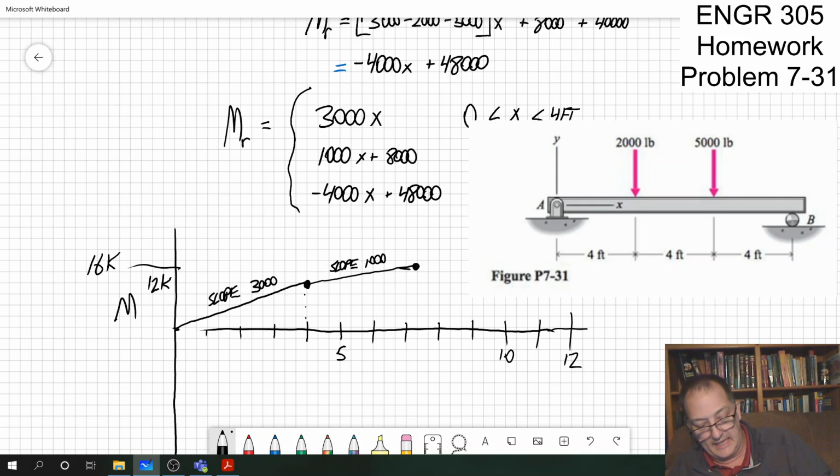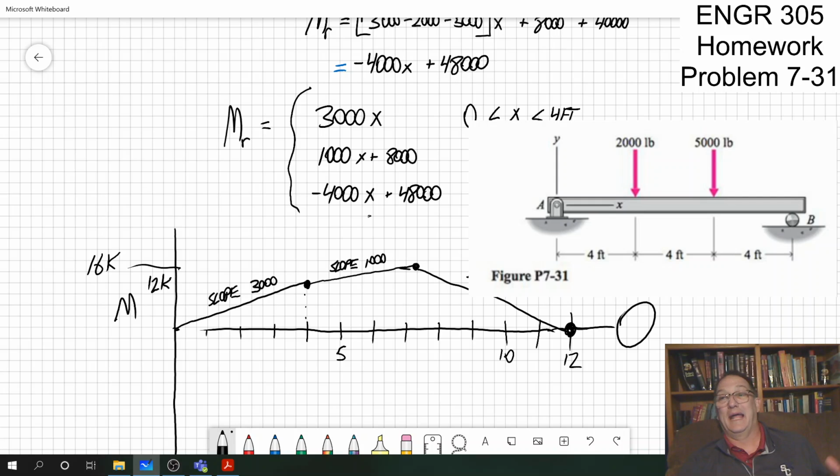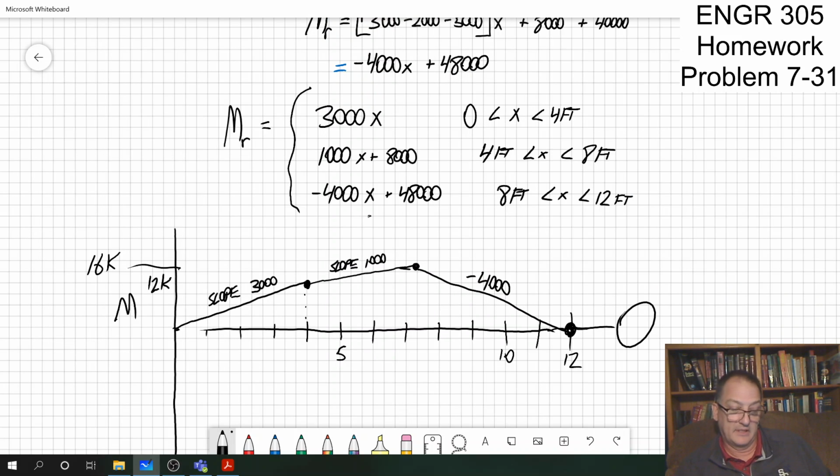And then where does this go at the end? Well, I've already told you that we should go back to 0. I don't have anything on the end to give me a moment. So what's the value at 12? At 12, it's going to be minus 4,000 times 12, so negative 48,000 plus 48,000. So there you go. This slope is minus 4,000, but it gets me back to 0. And that's what the beam should do. So that's cool. Oh, I want to get rid of that, don't I? Sorry. I hope that didn't mess you up too much.